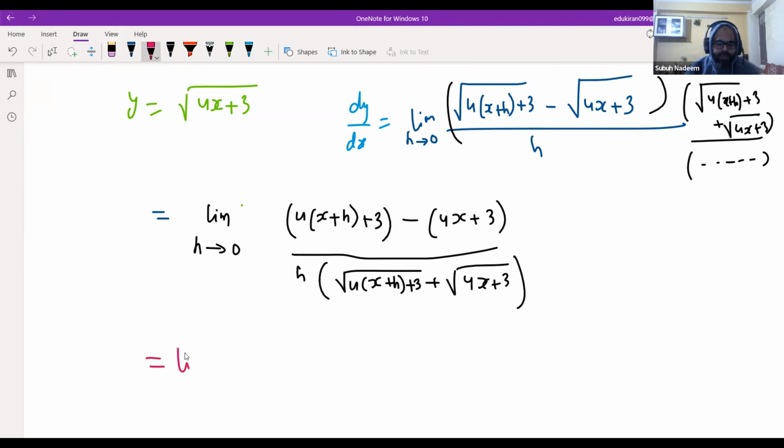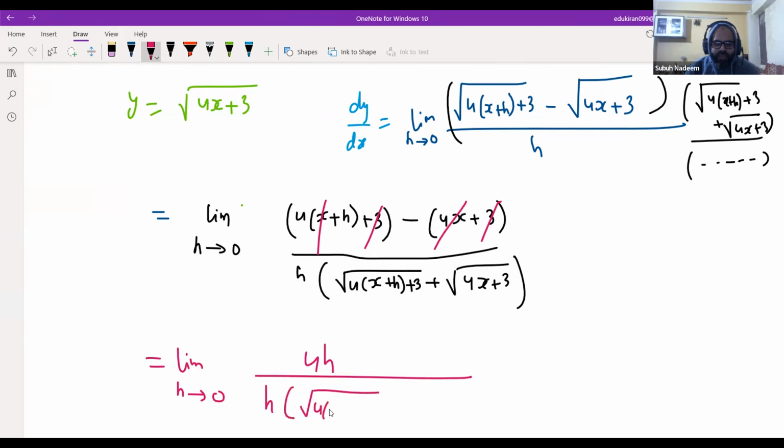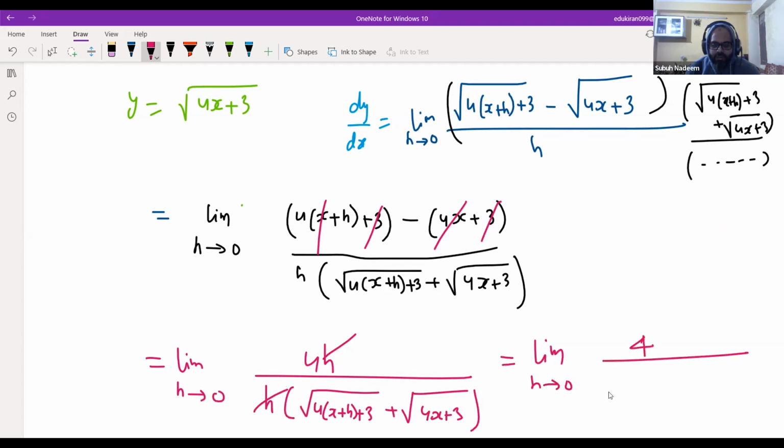Limit h approaching 0, 3 and 3 will cancel, 4x minus 4x will cancel. This will become 4h by h into root over 4x plus h plus 3 plus root over 4x plus 3. h will cancel. Limit h approaching 0, 4 upon root over 4x plus h plus 3 plus root over 4x plus 3.